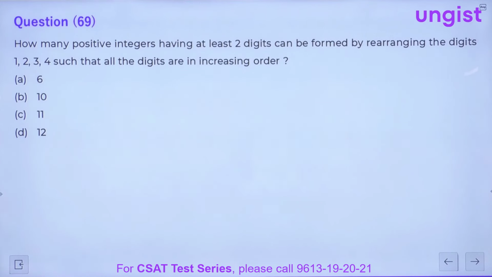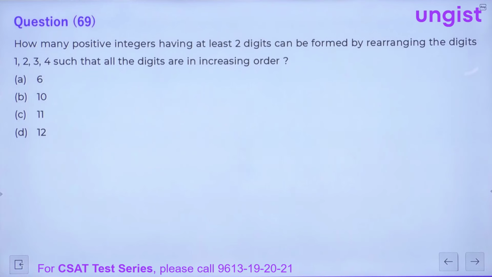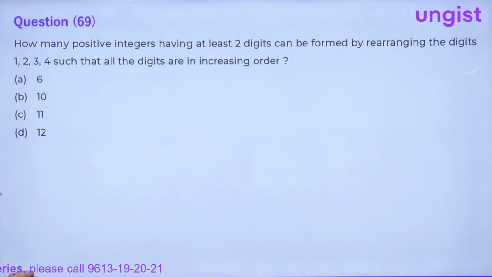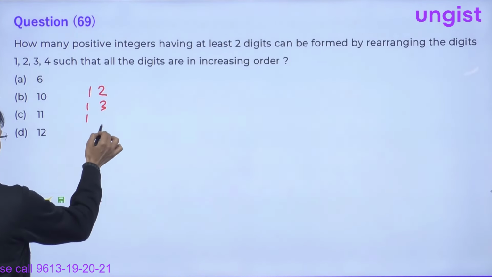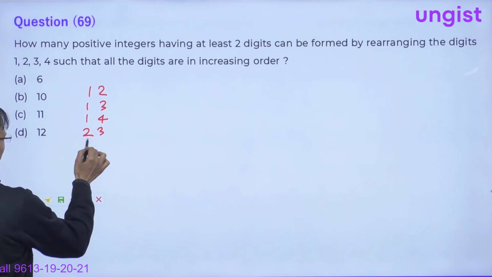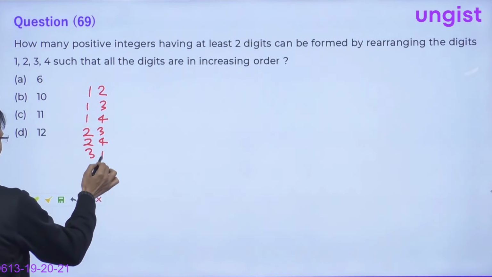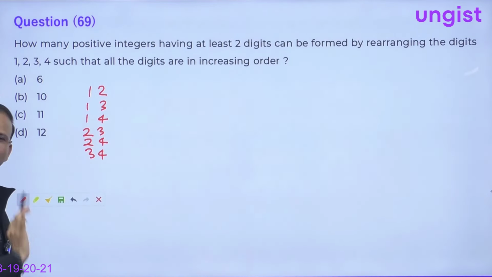Now guys, what is this? How many positive integers having at least two digits can be found rearranging the digits 1, 2, 3, 4 such that all the digits are in increasing order? 11 आ रहे हैं? अच्छा मैं देख लेता हूँ. 1, 2, 1, 3, 1, 4, 2, 3, 2, 4, 3, 4. Right? So these are the 2 digit numbers.